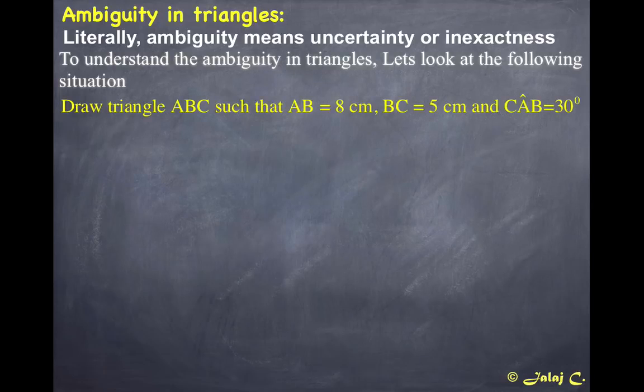Draw a triangle ABC such that AB is equal to 8 cm, BC is equal to 5 cm and angle A is 30 degrees. Let's start drawing it. Draw a line AB 8 cm long. At point A, draw a 30 degree angle.